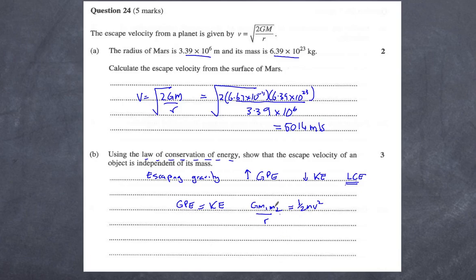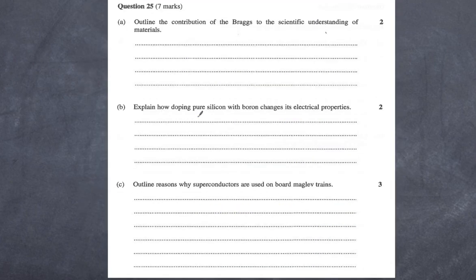And when you see that, you can see that this mass is the mass of the object in question. This mass is the object in question. You can therefore cancel this out. Therefore, you get a formula that says GM over r is equal to a half v squared. That, of course, ends up being that formula up here. But you can see now that the mass cancelling out means the escape velocity is independent of it. You've shown this aspect right there. Question 25.